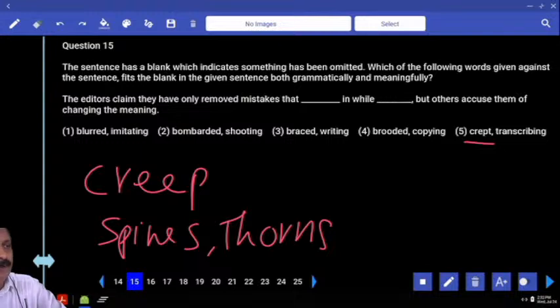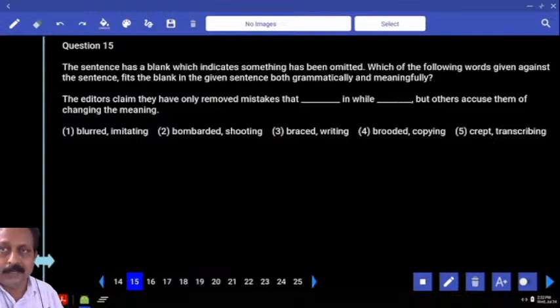Then I can say he crept in. Creep, crept. Have you got the meaning? In this context, mistakes creep in means what? They enter. How many of you have chosen the fifth option? Raise your hands. That is the answer. Not easy, as I said at the outset.